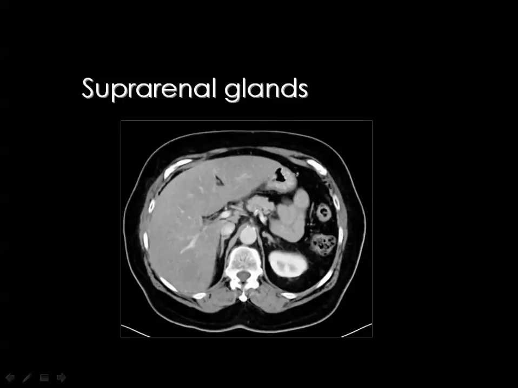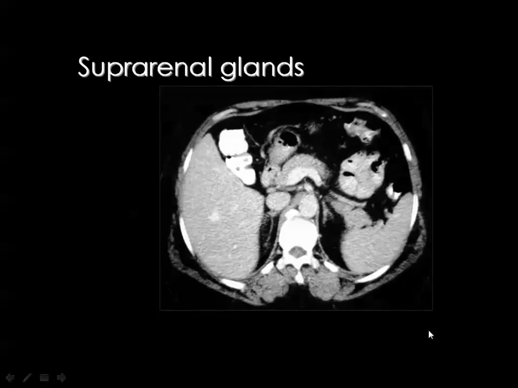Then the suprarenal glands are located above the upper pole of the kidney on either side, and they look like an inverted Y. This is the left suprarenal gland, and this is the right suprarenal gland. Each of these glands will have a stem, a medial limb, and a lateral limb. This is the typical appearance of the left suprarenal gland, with the inverted Y configuration.